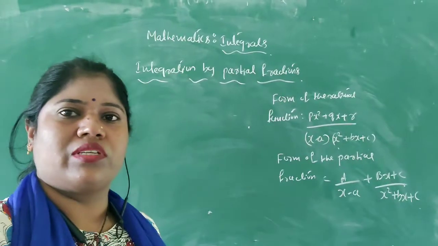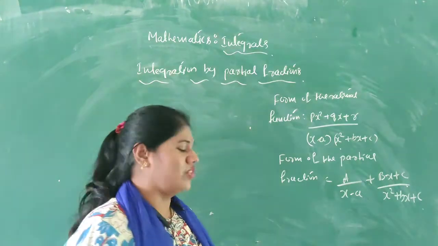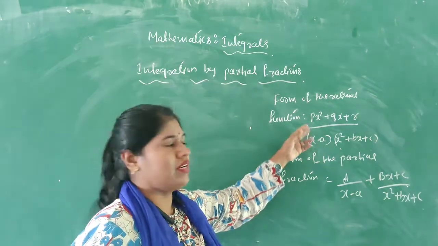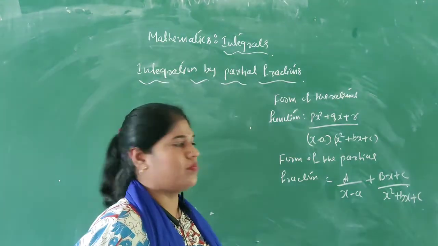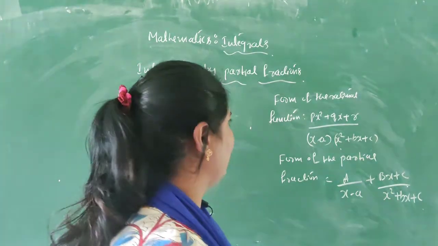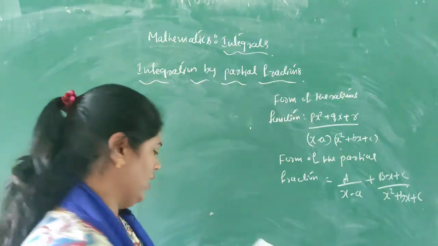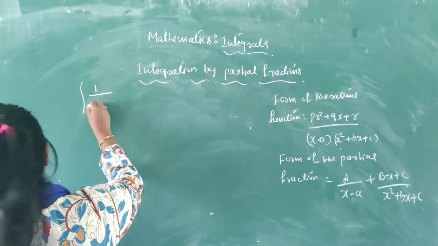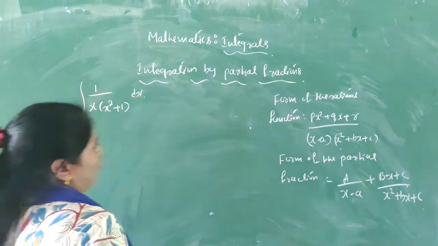Okay. Today we are going to discuss this form. So (px squared plus qx plus r) divided by (x minus a)(x squared plus bx plus c). If it is this rational function, we have to use partial fractions, A divided by (x minus a) plus (bx plus c) divided by (x squared plus bx plus c), okay. So this is the form of the partial fraction we are going to discuss now. So the question will be like this: integrate 1 divided by x(x squared plus 1) dx. Okay. So this is the question.